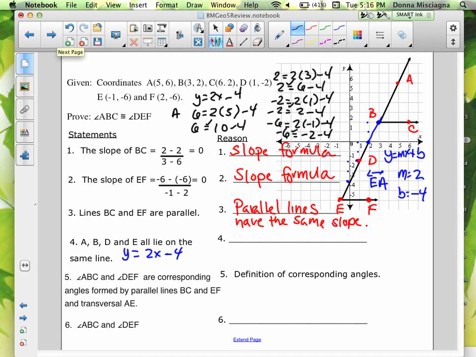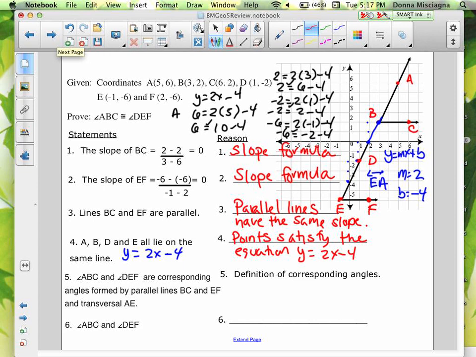So because we got a true statement when we plugged all of the points into the equation for that line, we can say that the points satisfy. And when we say satisfy, it means they make a true statement. They satisfy the equation y equals 2x minus 4. So because we get a true statement for all 4 of those points when we plug them into the equation, we know that they lie on the same line.